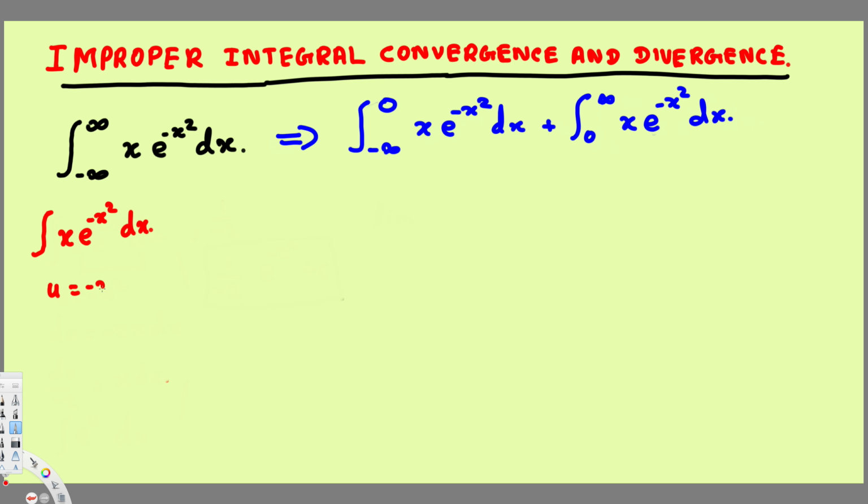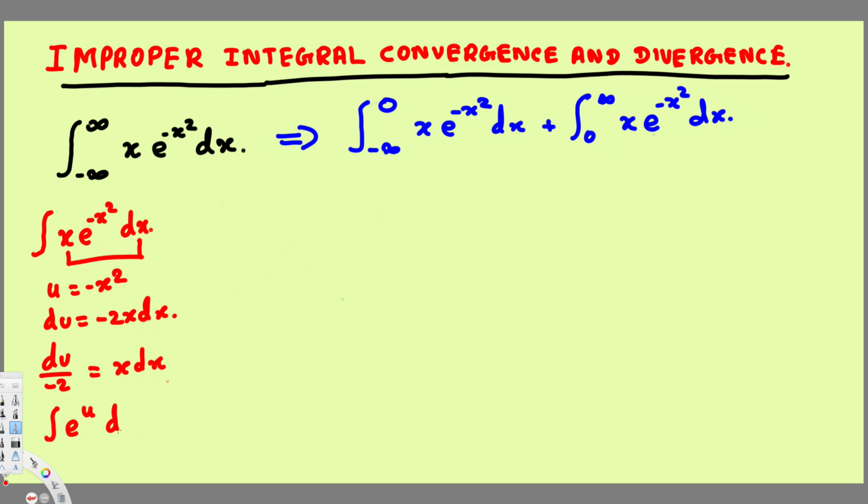If I take u as negative x square, du is going to be equivalent to negative 2x dx, right? Now here we can replace this negative x square with u, but we have to do something about this x dx. If I want to arrange this in terms of x dx, I have to bring this negative 2 to the other side. So this is going to be du over negative 2 is equivalent to x dx. Now we can write everything in terms of u. So this is going to be e power u. I replaced negative x square with u, and instead of x dx, we replace it with du over negative 2. So let's put the du right here.